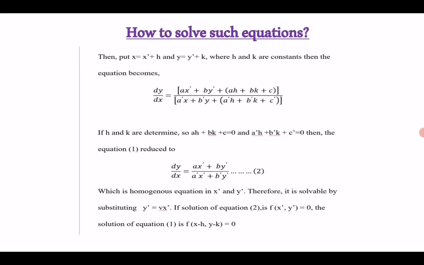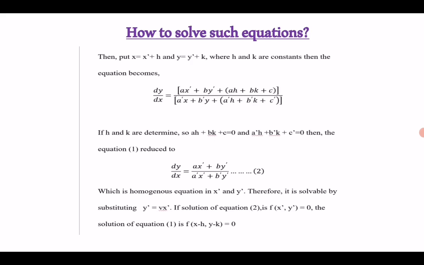When we find the given equation is in the form of a non-homogeneous differential equation, we should put x equals x prime plus h and y equals y prime plus k, where h and k are constants. Then the equation becomes dy by dx equals ax prime plus by prime plus ah plus bk plus c divided by a prime x prime plus b prime y prime plus a prime h plus b prime k plus c prime.